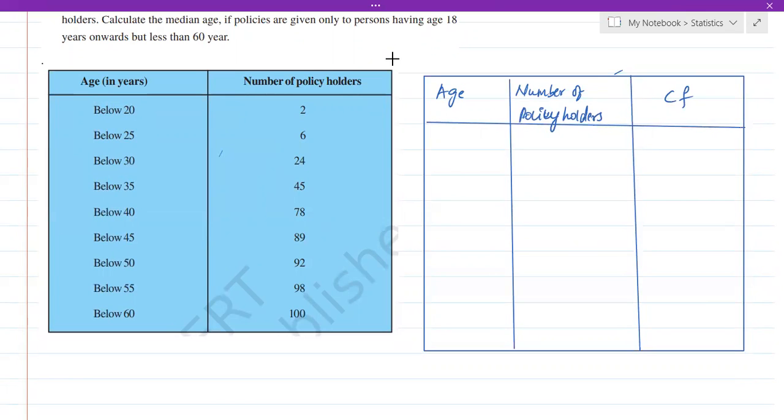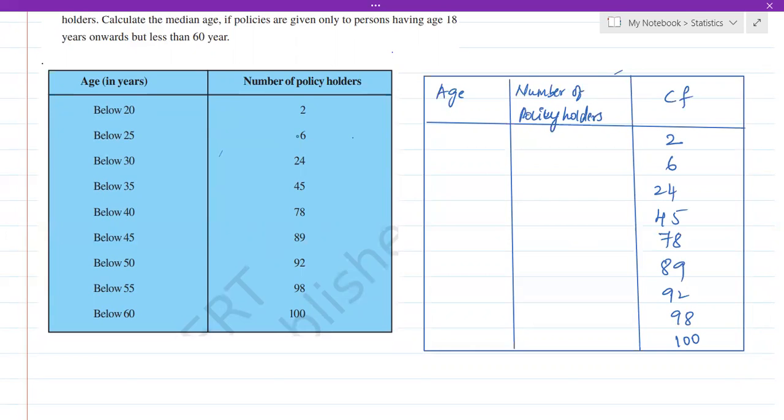Okay. Now we have reconstructed these values. These values are nothing but CF, right? So you can write it in the CF column: 2, 6, 24, 45, 78, 89, 92, 98, and 100. Okay. Now we have written the CF values.